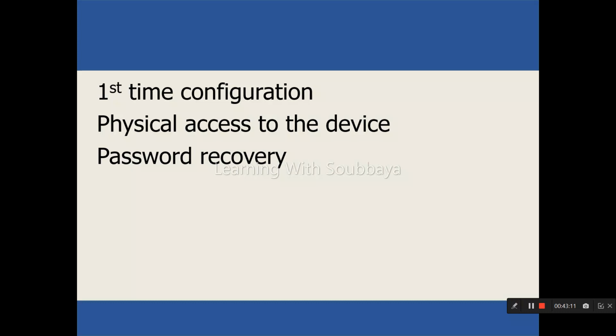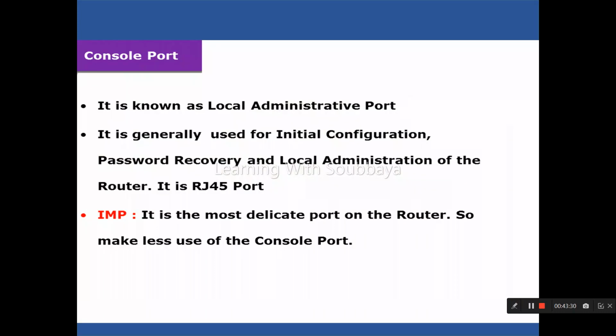Console configuration. Next, in case of password recovery, I forgot the password and I want to recover it. I have to go via the console method only. So these are the places where we are going to use console configuration. Console configuration is also known as the local administrative port, generally used for initial configuration only. That is first time configuration, initial configuration, password recovery, and local administration of the router. That time we have to go for the console port.